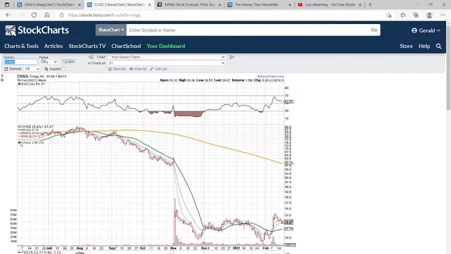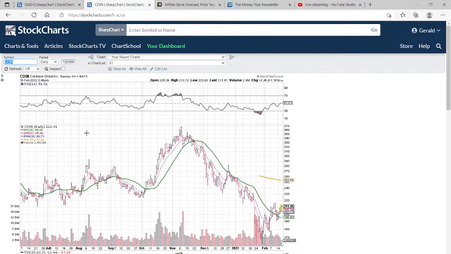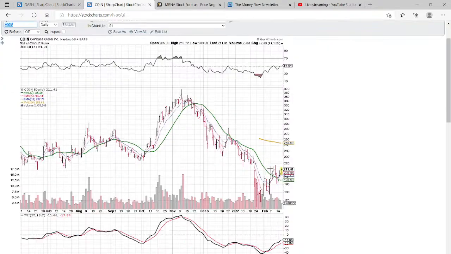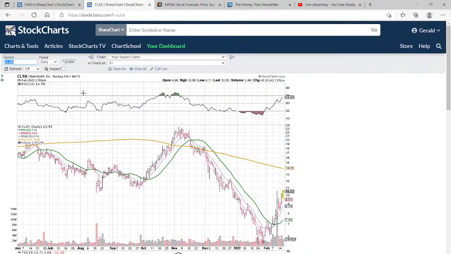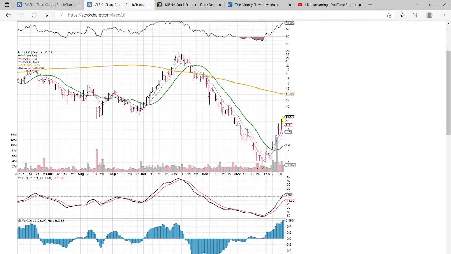Let's look at COIN. Yeah, it's a stage 2. I'm a little concerned why it hasn't moved. I mean, look at it compared to CLSK. CLSK pumped, man. Look at that. I like it, though. I'm in COIN. Yes, I think you could add here. It's a good buy, man. I think you're fine. I'm adding that.